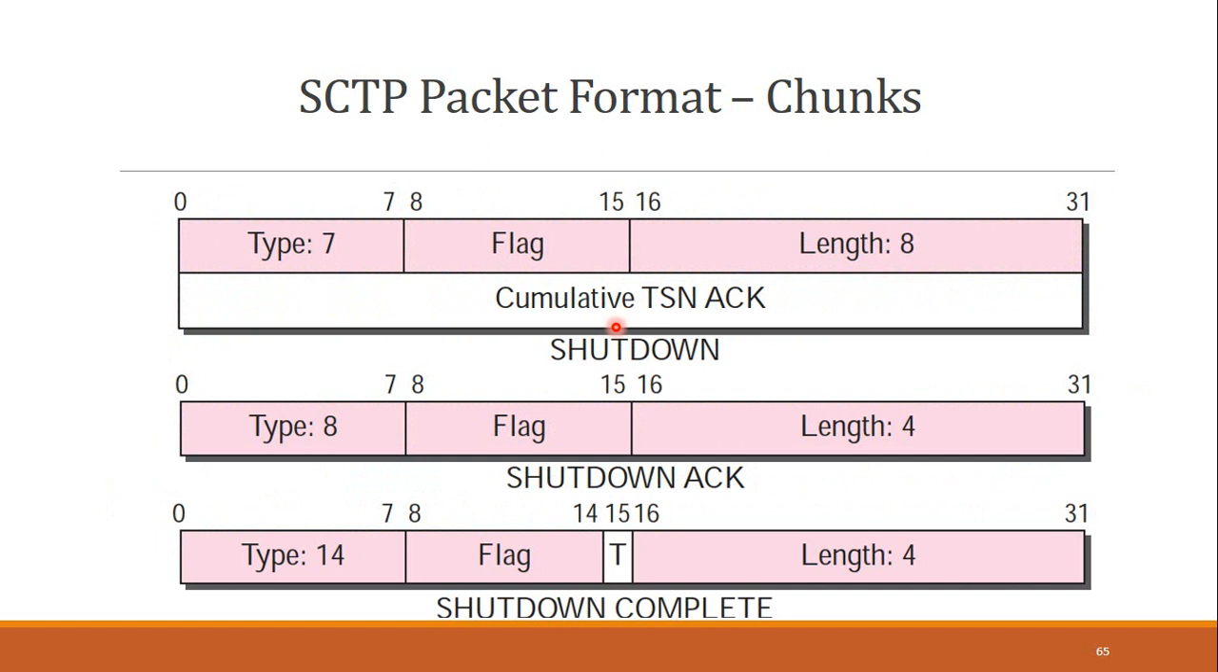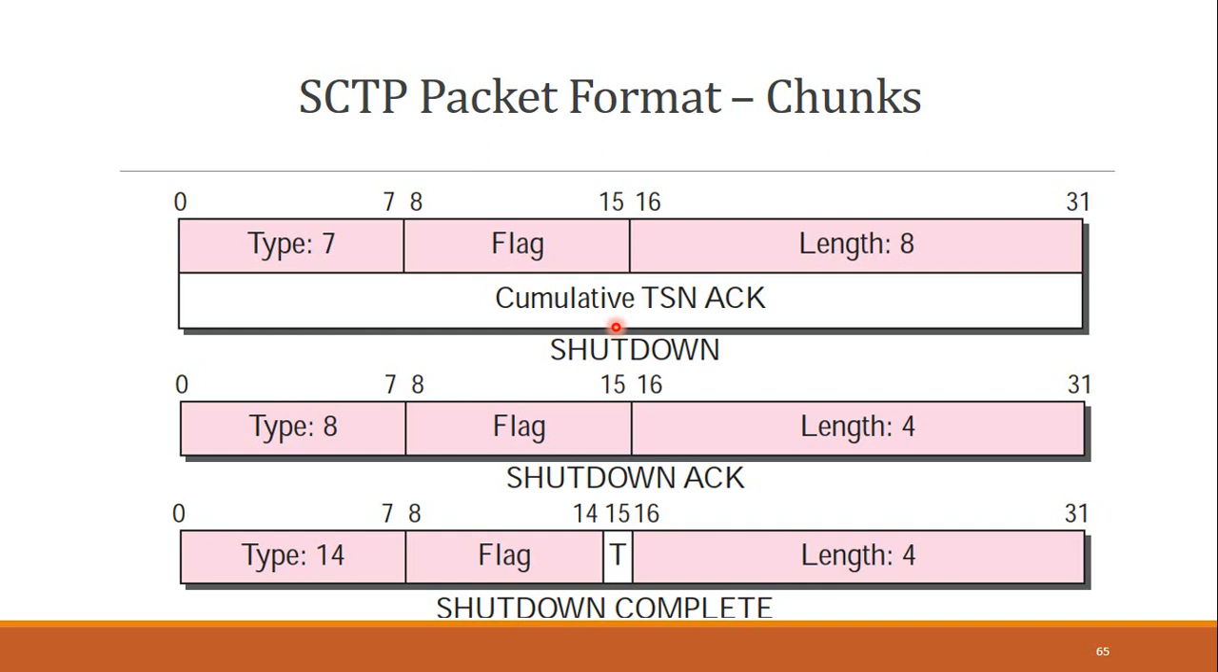The shutdown acknowledgement chunk, that is type 8, is also 4 bytes in length. The shutdown complete chunk, that is type 14, is also 4 bytes long and has a 1-bit flag, the T flag. The T flag shows that the sender does not have a TCP table, which we will be looking at when we do the chapter on TCP.